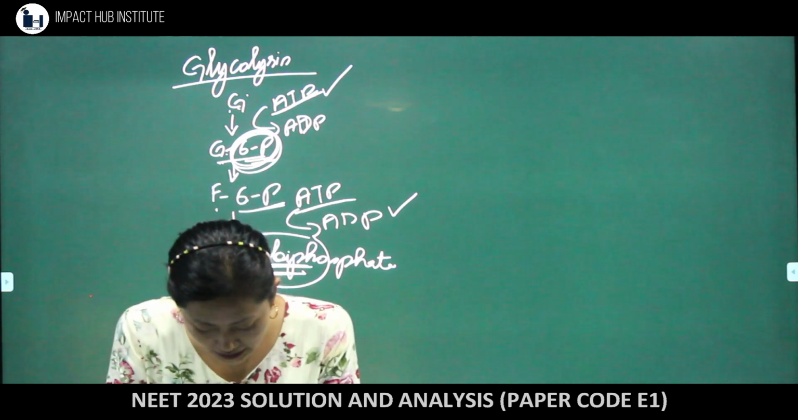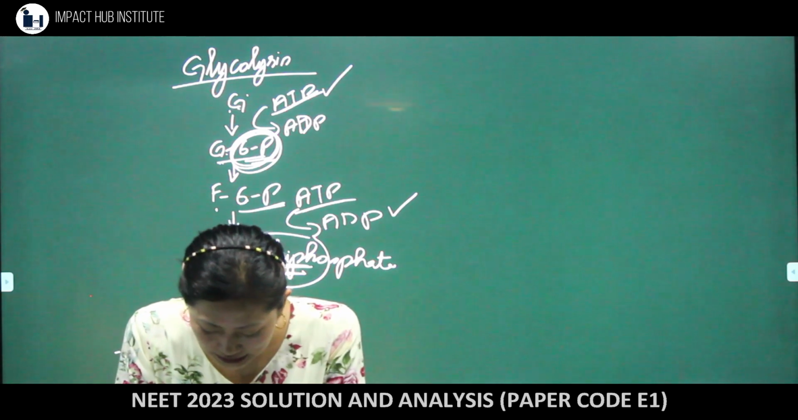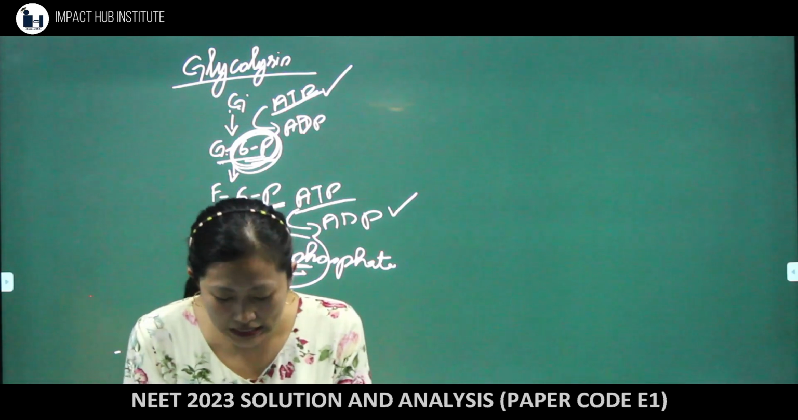Question number 137. How many different proteins does the ribosome consist of? The correct answer is 80, option 1.